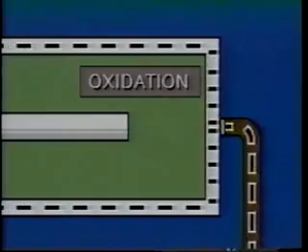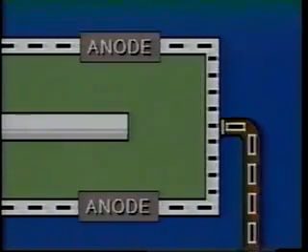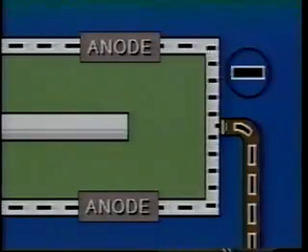At the negative electrode, electrons are flowing into the attached circuit. This means that something is being oxidized here because something is losing electrons. In an electrochemical cell, the anode is the name given to the negative terminal at which oxidation occurs.